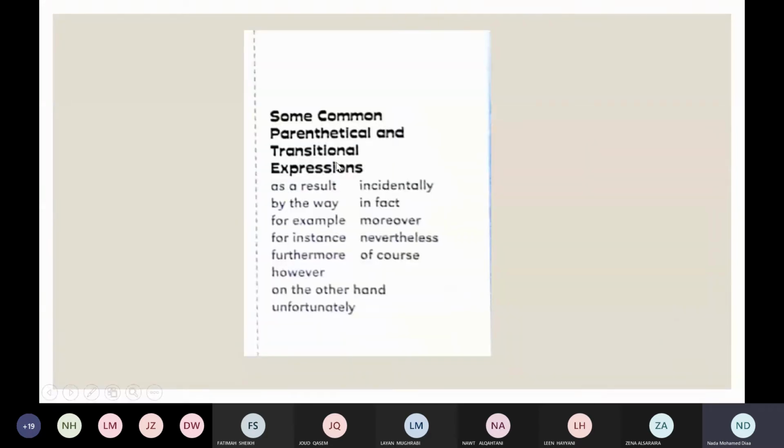Some common parenthetical and transitional expressions: as a result, comma. By the way, comma. For example, comma. For instance, comma. Furthermore, comma. However, comma. On the other hand, comma.